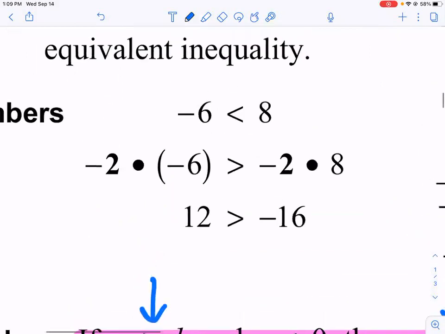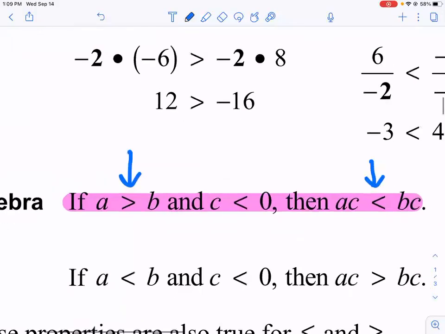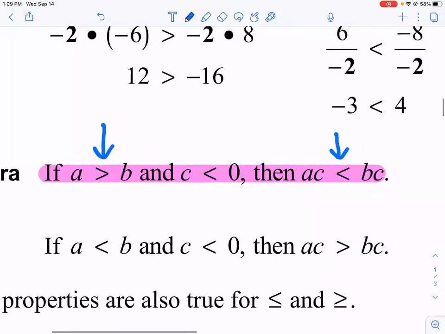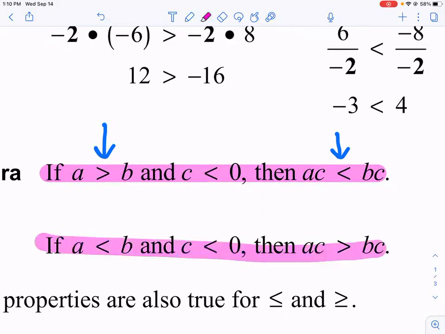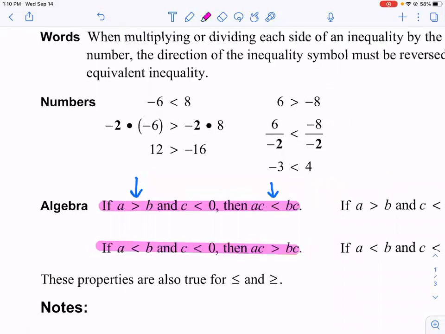Let's talk about some numbers. If I have -6 and 8, is -6 less than 8? Okay, well, when we multiply by -2, -2 times -6 is 12, and 8 times -2 is -16. Oh, man. Well, now 12 is bigger than -16. When we multiply or divide by a negative number, our inequality sign is going to flip.